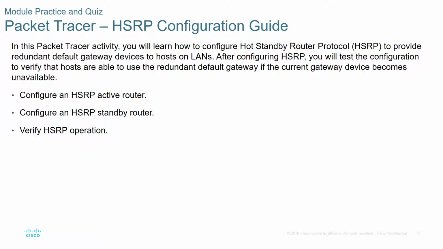We have a little Packet Tracer exercise for Hot Standby Router Protocol configuration. In the Packet Tracer activity, you learn how to configure Hot Standby Router Protocol to provide redundant default gateway services to hosts on LANs. After configuring HSRP, you will test the configuration to verify that hosts are able to use the redundant default gateway if the current gateway devices become unavailable. You get to configure an HSRP active router, configure an HSRP standby router, and verify HSRP operation.